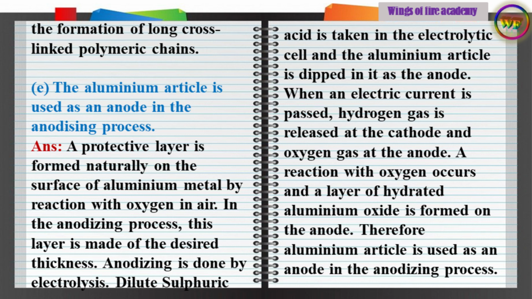Dilute sulfuric acid is taken in the electrolytic cell and the aluminium article is dipped in it as the anode. When an electric current is passed, hydrogen gas is released at the cathode and oxygen gas at the anode. A reaction with oxygen occurs and a layer of hydrated aluminium oxide is formed on the anode. Therefore, aluminium article is used as an anode in the anodizing process.